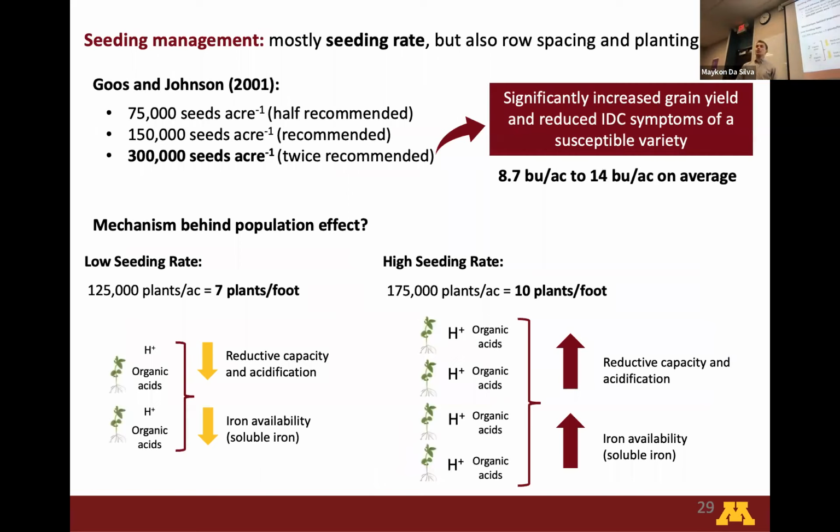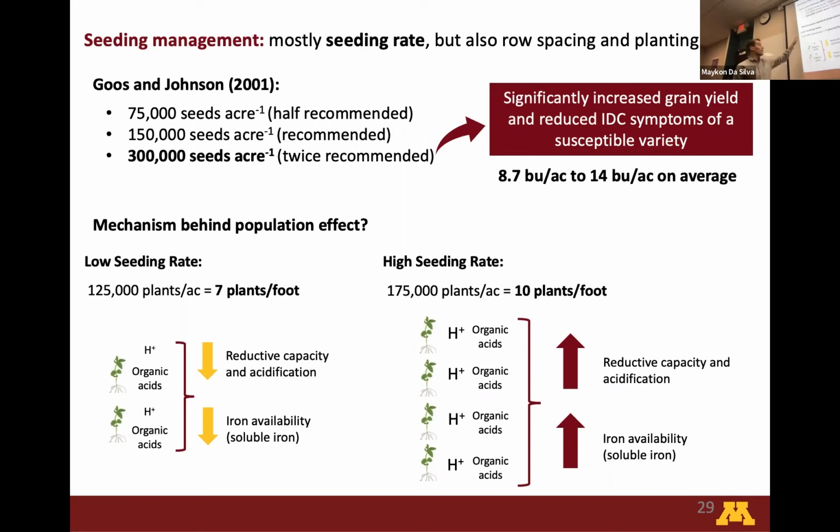And another way to manage IDC, as indicated by soybean growers, is through seeding management, mostly seeding rate, but it could also be row spacing and planting date. Ghost and Johnson, 2001, tested 3 different seeding rates: half the recommended, the recommended, and twice the recommended for the region where they conducted their study. And they verified that doubling the seeding rate significantly increased grain yield and reduced IDC symptoms of a susceptible variety. So that's another management strategy that is effective at controlling IDC.